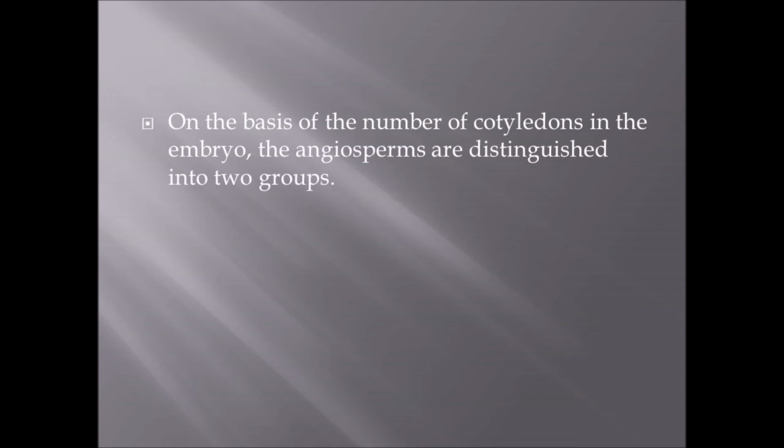Next, on the basis of the number of cotyledons in the embryo, the angiosperms are divided into two groups. The embryo is the developed egg. After fertilization, it forms an embryo. Inside that, if two lobes are there, they are called dicotyledons, and if they have one lobe, they are called monocotyledons. So based on the number of cotyledons, they are divided into two groups.